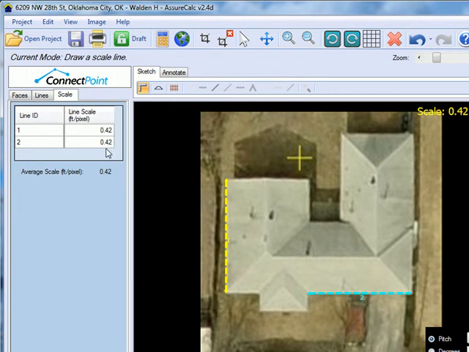What is this measurement? You're telling the computer how many feet per pixel is in the image. And from that, the computer will determine, along with pitch, the square footage of the house. In the next section, we will diagram this roof.